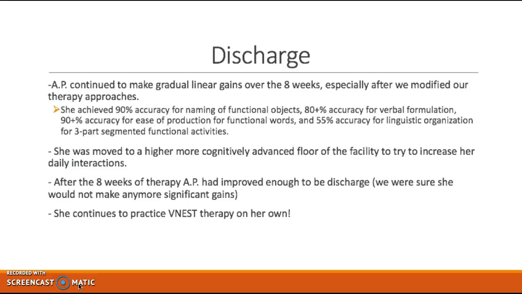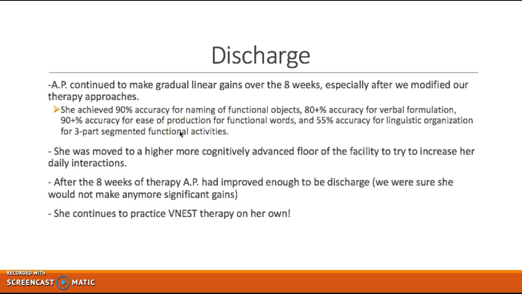So rather than being discharged from all 3 forms of therapy, speech, occupational, and physical, and going back out into the community, AP and her family decided that it would be best if she became a permanent resident at Ozanam Hall, and she's doing great. We get to frequently follow up with her and track how she's doing. She continues to practice VNeST therapy on her own. We provide her with worksheets every so often, and when she completes them, she'll come to get more.